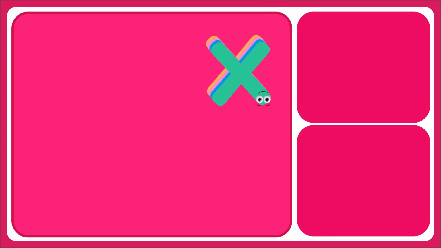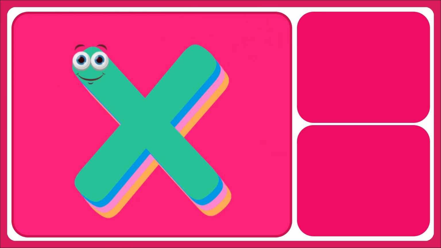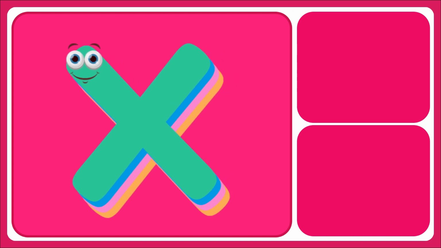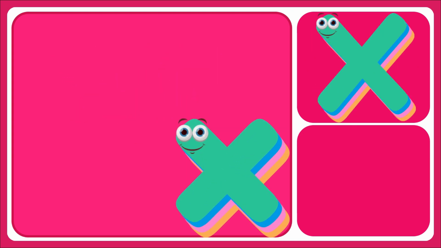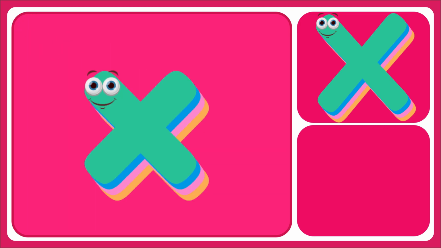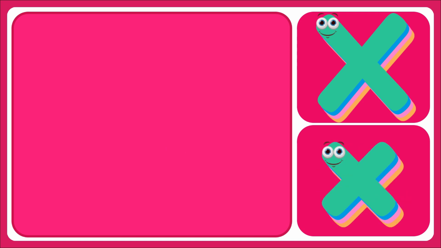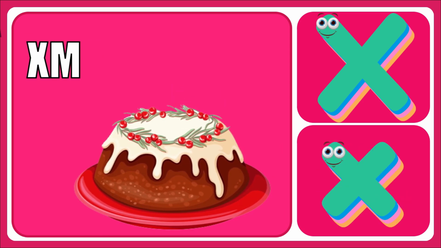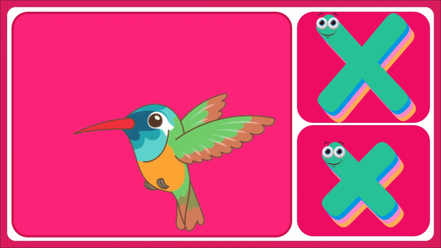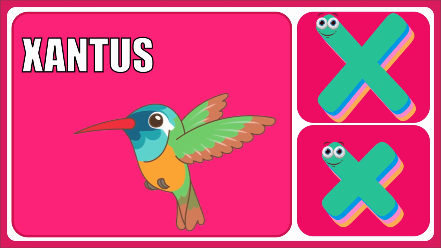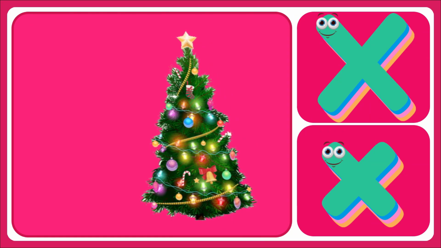Today we will learn alphabets and their sounds. Have you ever seen the letter X? Hi, I am letter X and my sound is X, X, X. And the words that start with me are Christmas cake, X, X, Christmas cake. Xantus, X, X, Xantus. Christmas tree, X, X, Christmas tree.